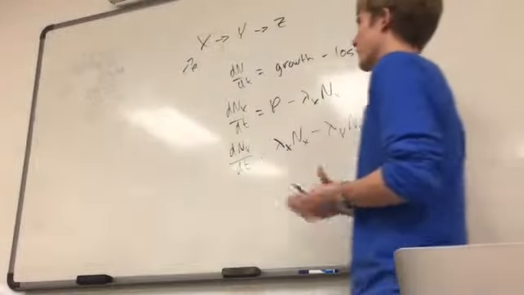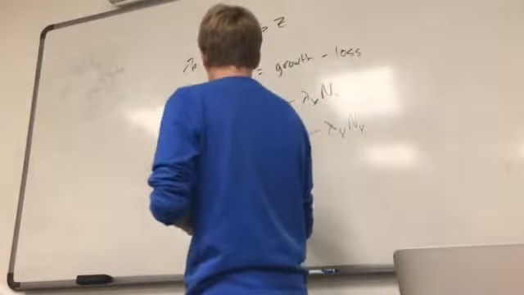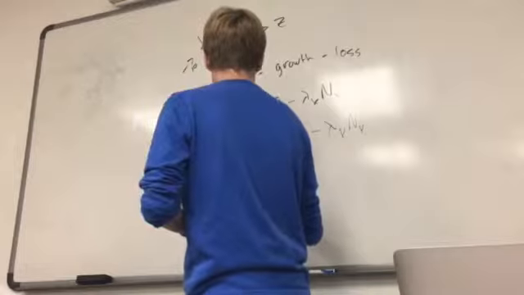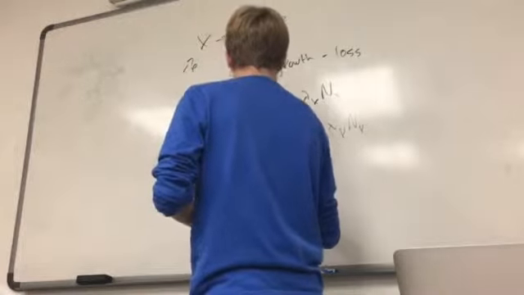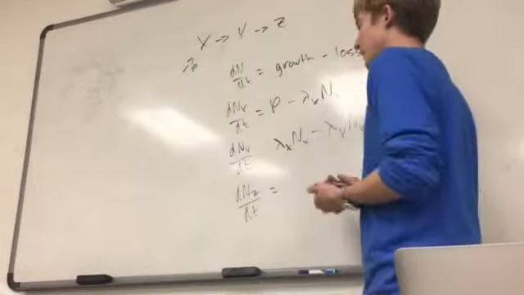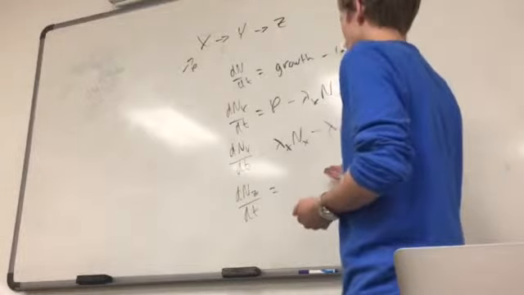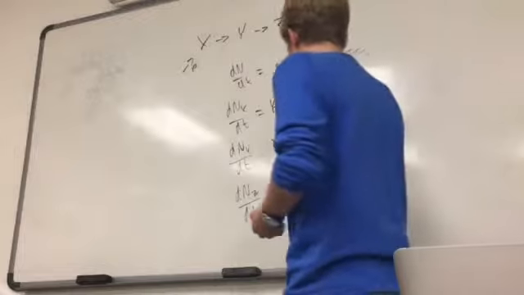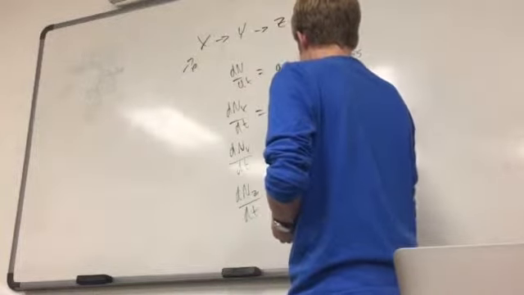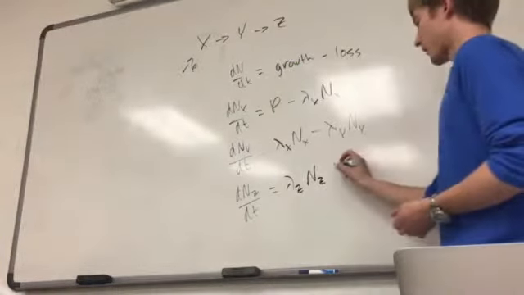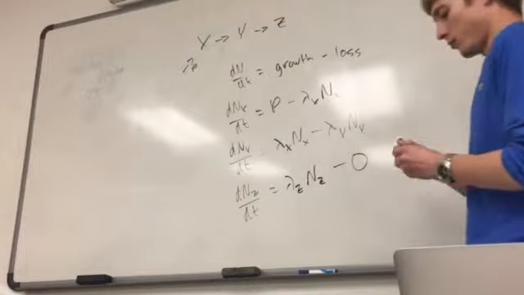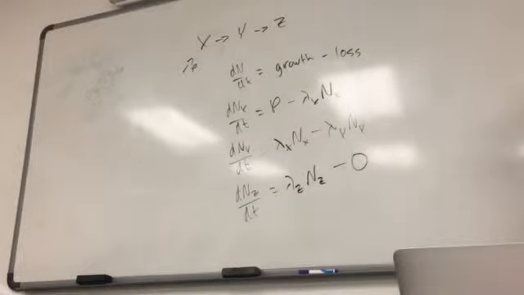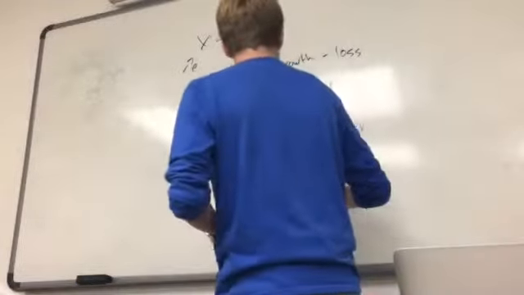And then for Z, it's a similar situation, but we're going to say that Z is stable, so it's going to grow in with the same rate that Y grows out. And there's no loss term because it's stable and we're not taking it away.